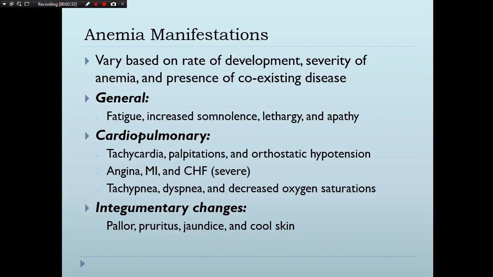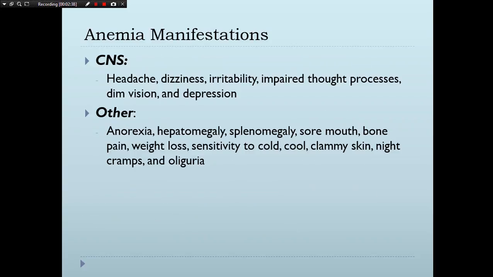Some of the integumentary or skin changes might be pallor, itching, jaundice. Some of the CNS manifestations, we might see headache, dizziness, impaired thought processes. This is known as the anemic fog, and these patients' symptoms are directly related to low oxygen flow to the brain.